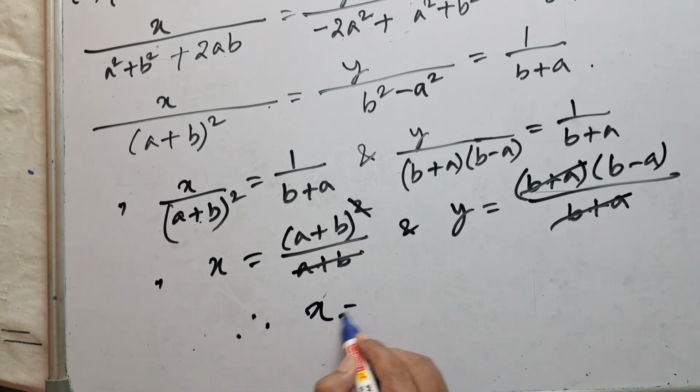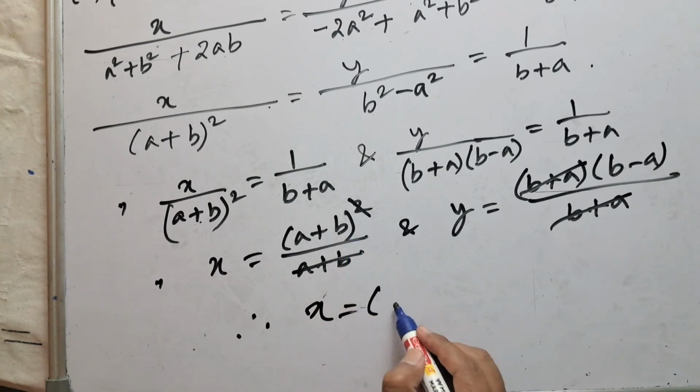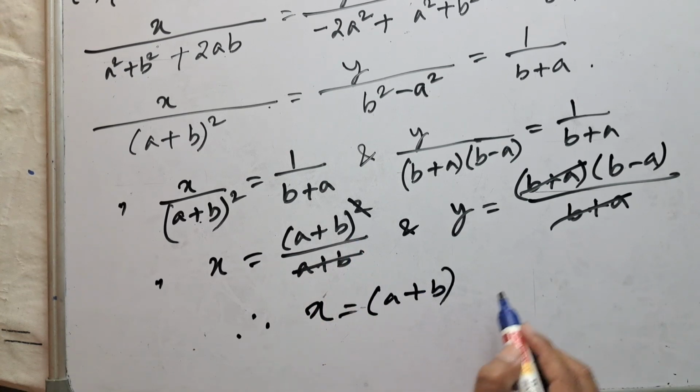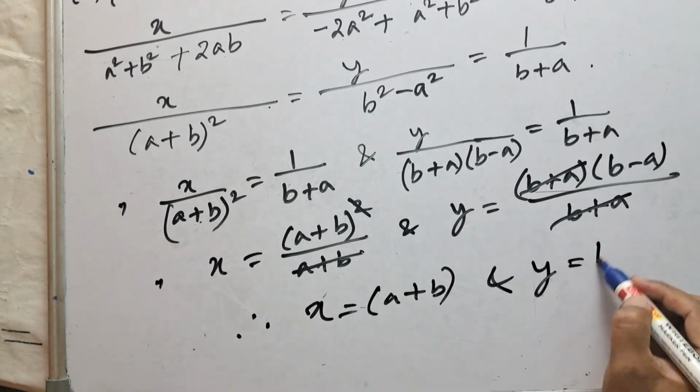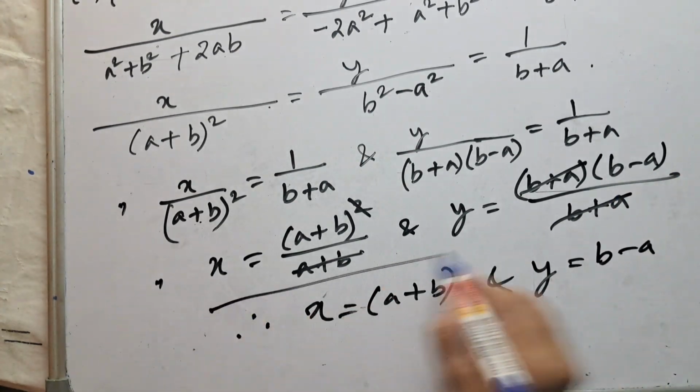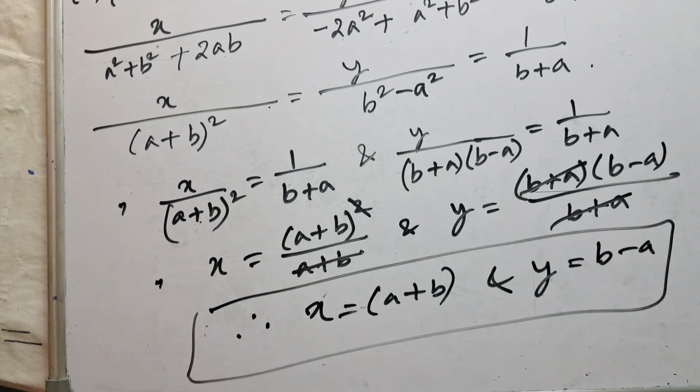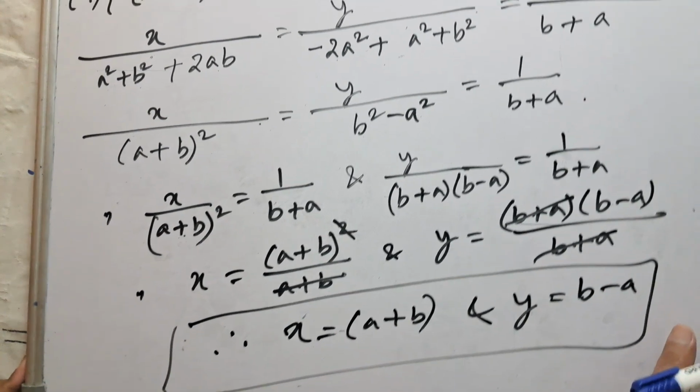Okay, which means the value of x equal to a plus b, okay, and the value of y equal to b minus a, isn't it? So this is the solution for x and y by the method of cross multiplication.